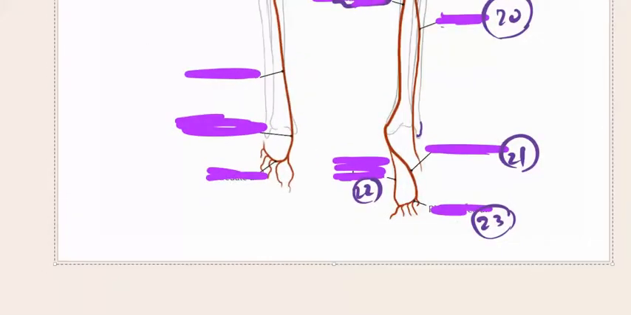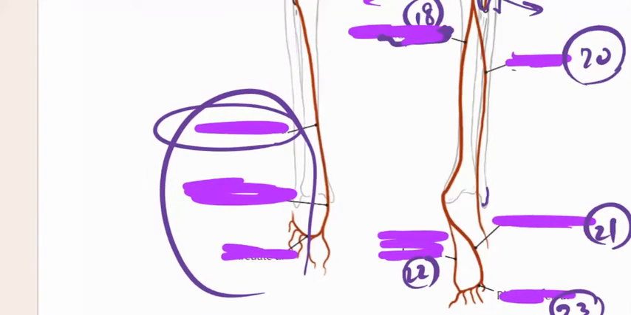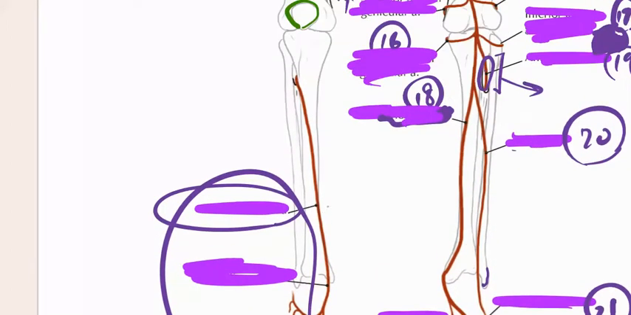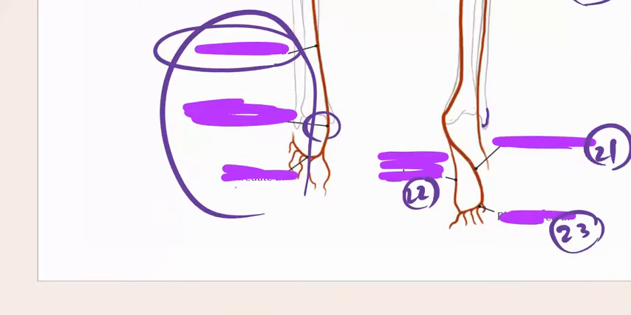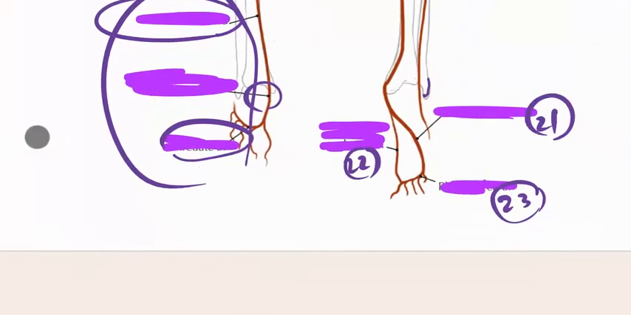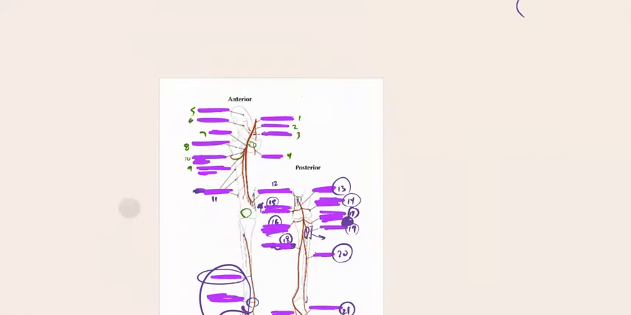We didn't finish these last ones, so I'll just point them out. Right here, this is your anterior tibial. That makes sense, right? Because it went around. Then here, dorsalis pedis. Then over here is your arcuate. This is the arch, the plantar arch. Yeah, this is arcuate. All right, so that's that for the arteries.